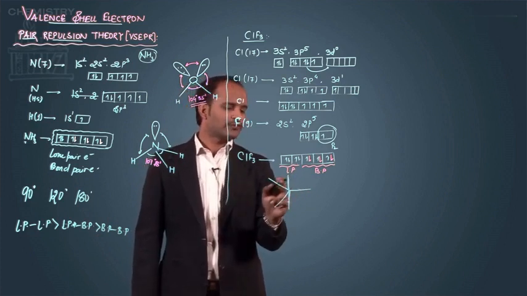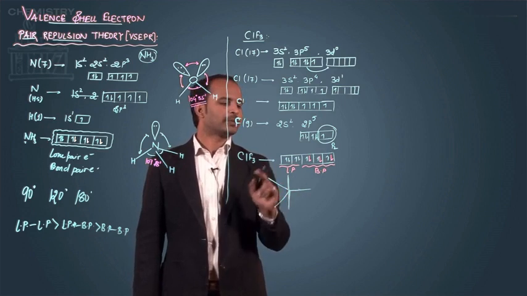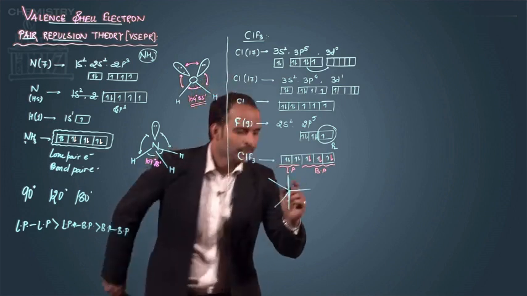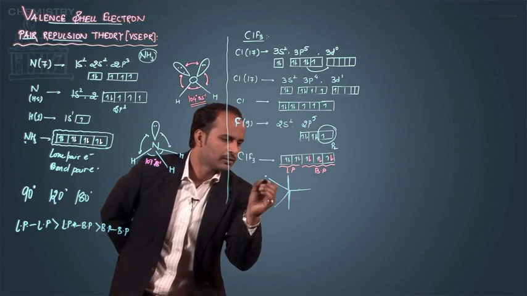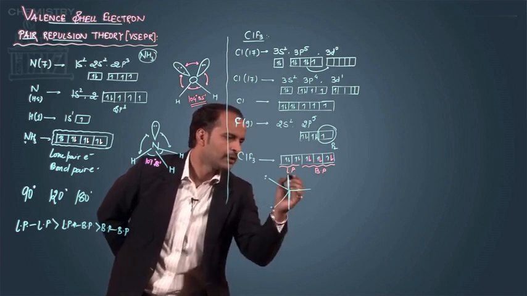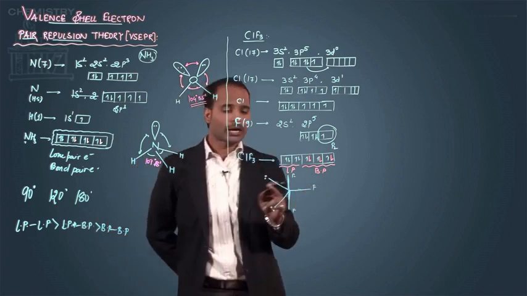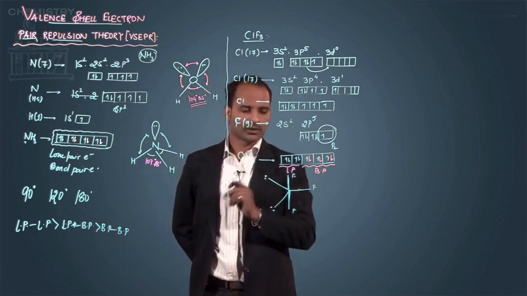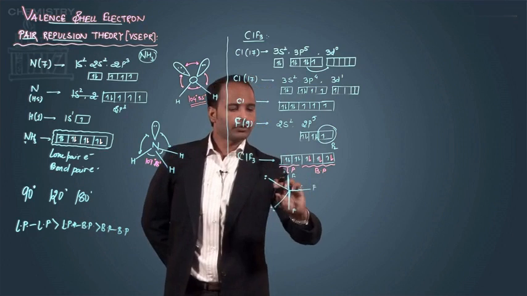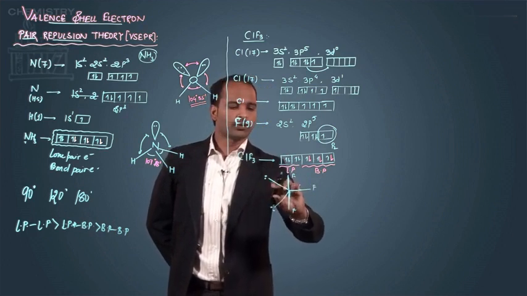But out of these 5 pairs, 1, 2, 3, 4 and 5, 2 are lone pairs. Here is the first lone pair, the second lone pair, and this will be fluorine, this is also fluorine, and this is also fluorine. Now what will happen due to the presence of these lone pair electrons? The lone pair repulsion is more, and due to this more repulsion, what will happen?